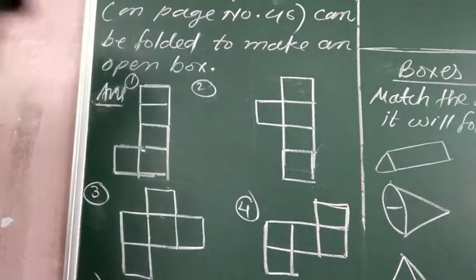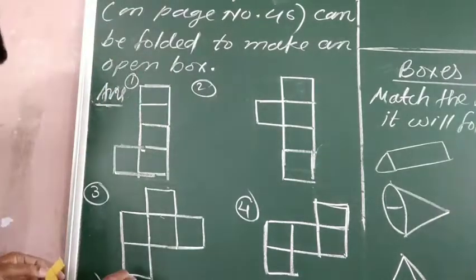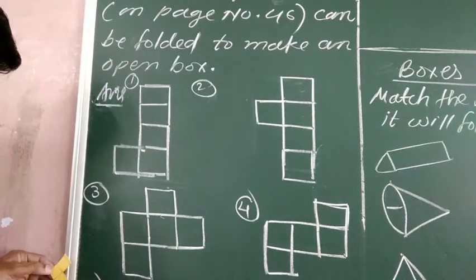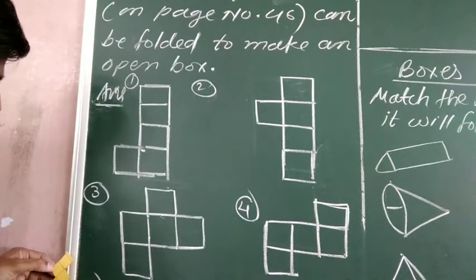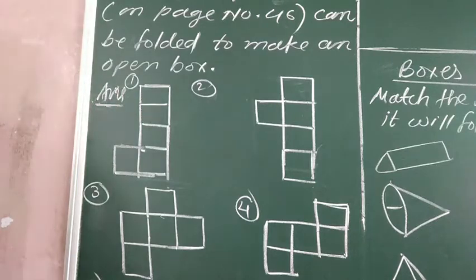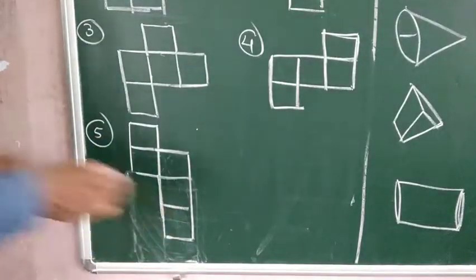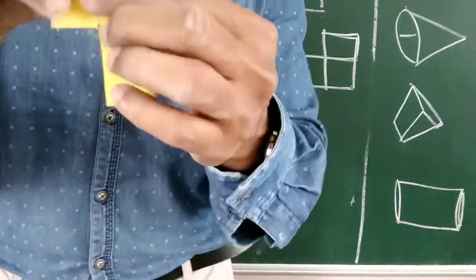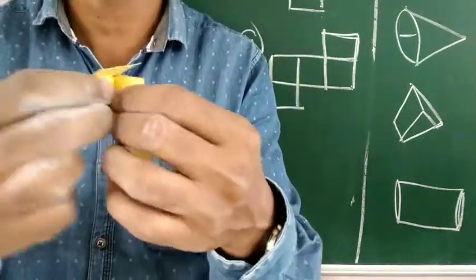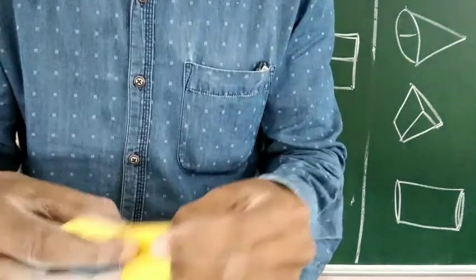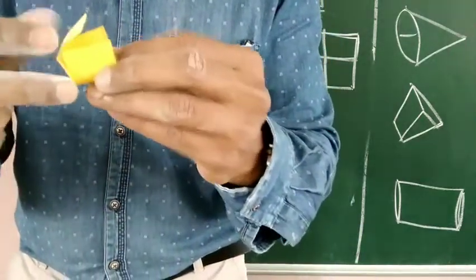See, it is shaped with 5 faces. 1, 2, 3, 4, 5. See here. Now we will try to check whether it is folding into an open box. Yes, it is also folding into an open box.